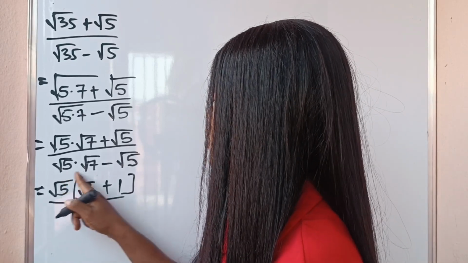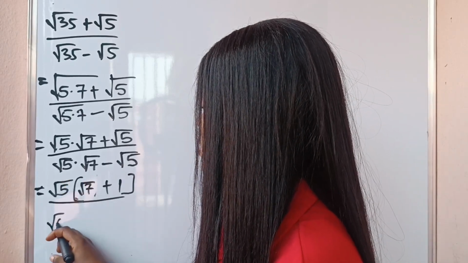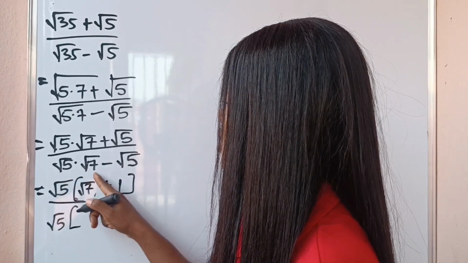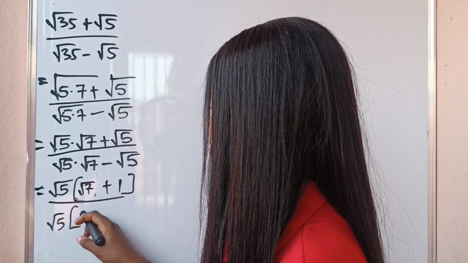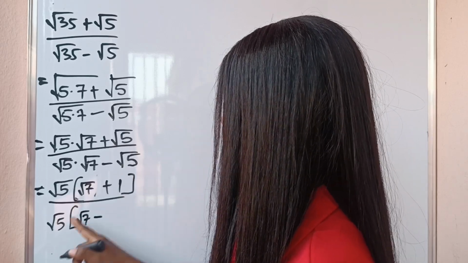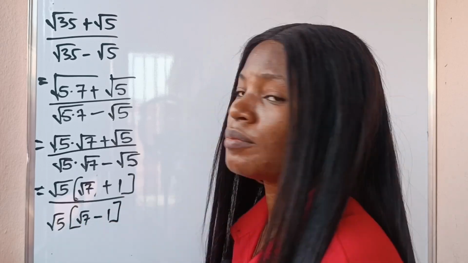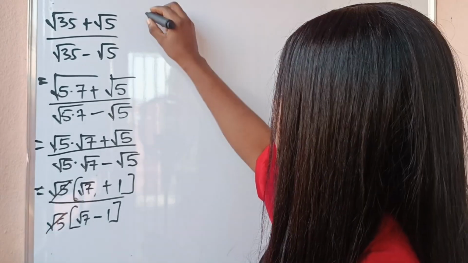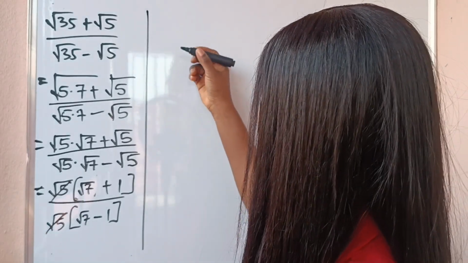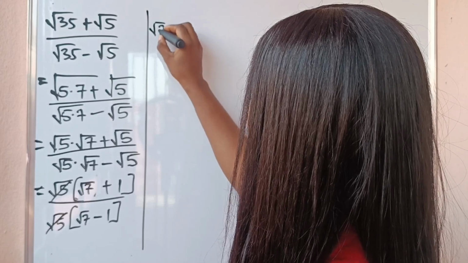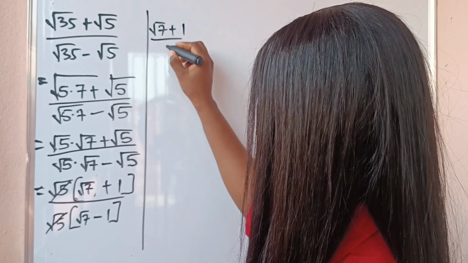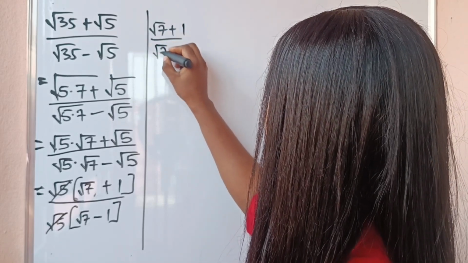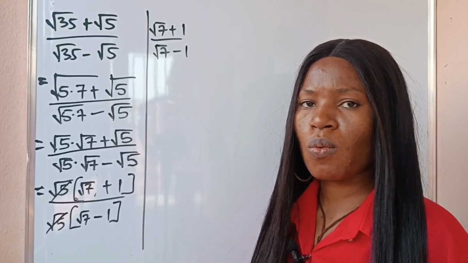All right, now the same thing will happen here. Root 5 is here. Okay, now this divided by this, you have root 7 remaining, minus this divided by this, you have 1. Okay, so notice that root 5 will cancel root 5, and we have square root of 7 plus 1 divided by square root of 7 minus 1.